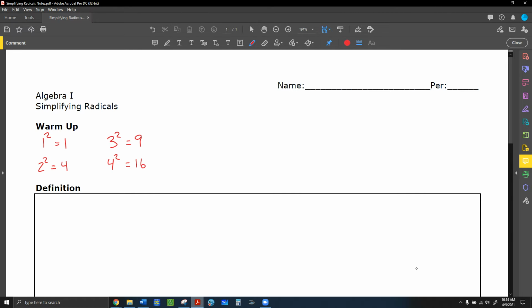And go ahead and find the next perfect squares up to 10 squared. Go ahead and pause the video and fill in the warm up. Find the next perfect squares all the way up to 10 squared, and you can unpause to check your answers.